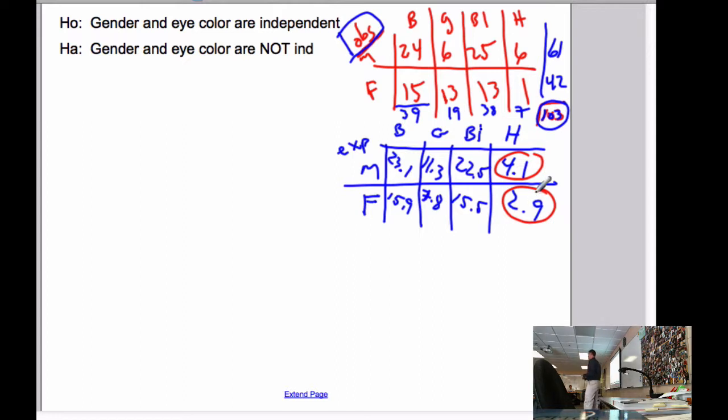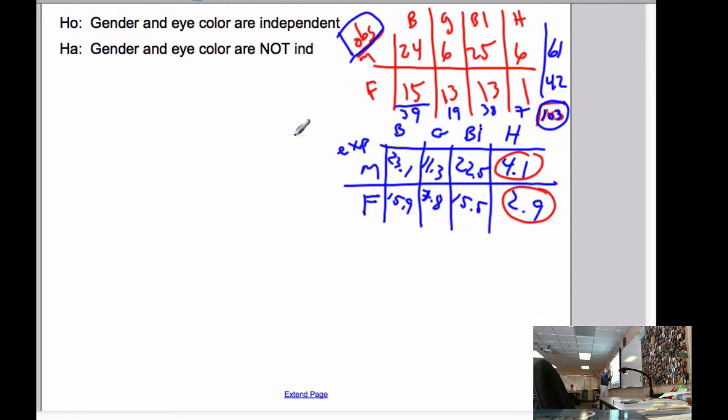So 103 people participated in my study over there. Okay, let's walk through this. H null: gender and eye color are independent. The alternative: gender and eye color are not independent.